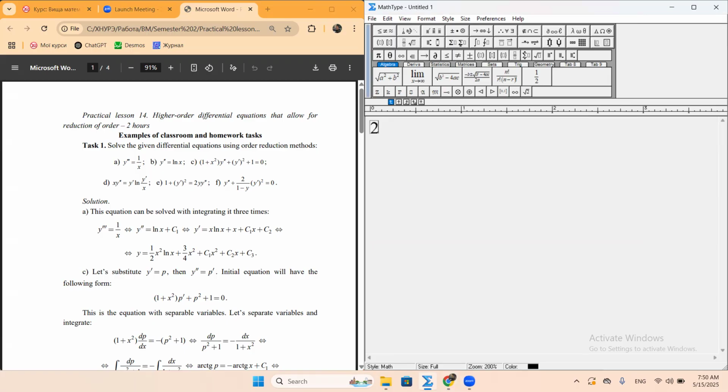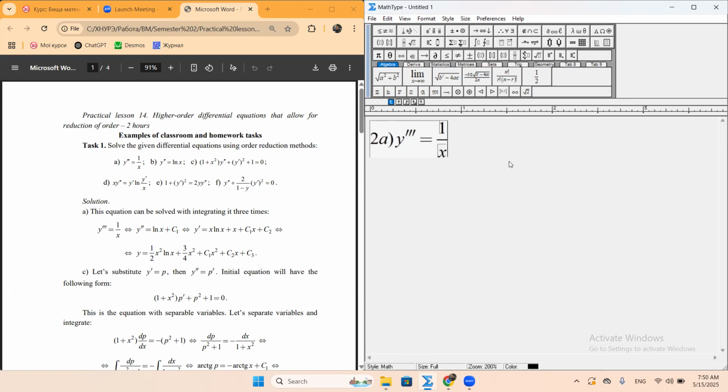Actually, let me remind you the order of the differential equation. The order of the differential equation is the order of the highest order of the derivative that it contains. And in this case, the highest order is 3. So this is the differential equation of the third order.